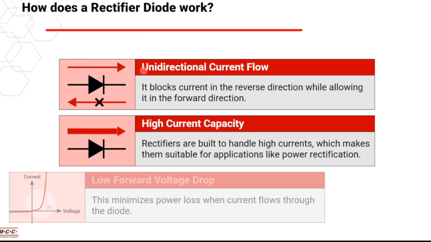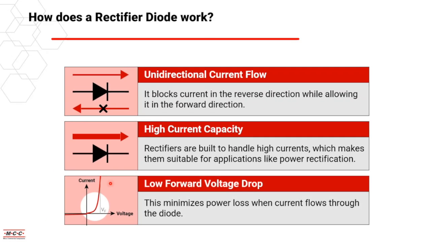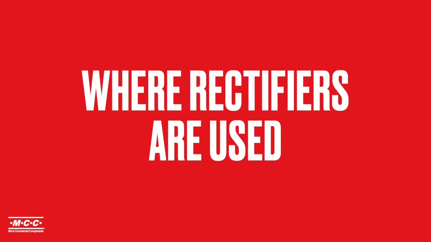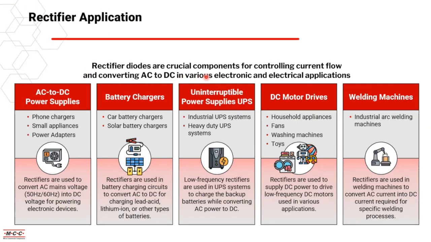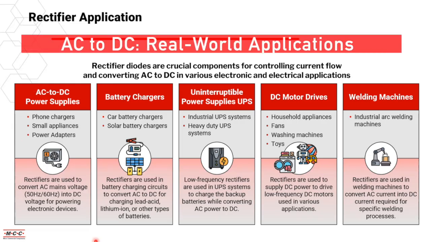It works with unidirectional current flow, as mentioned just now, and it offers high current flow as well as low forward voltage drops. These are examples of AC to DC conversion. In AC to DC conversions, in electrical applications, you will find rectifiers being used for rectification purposes.